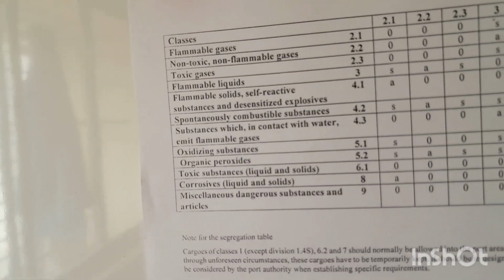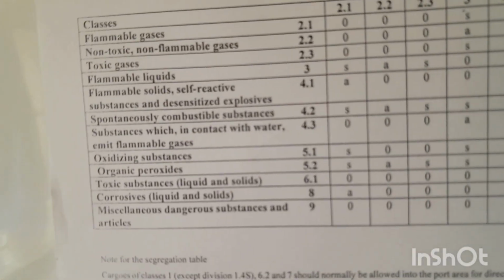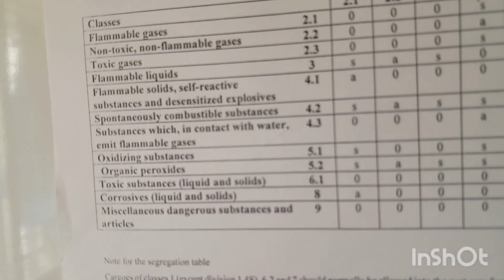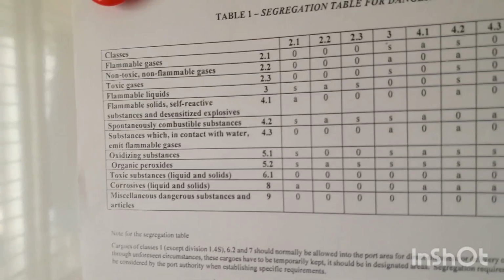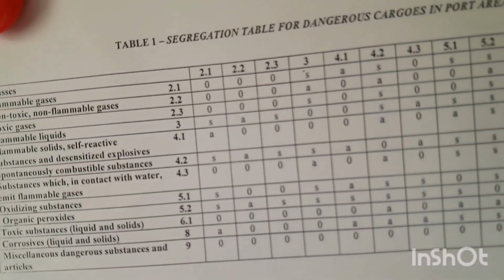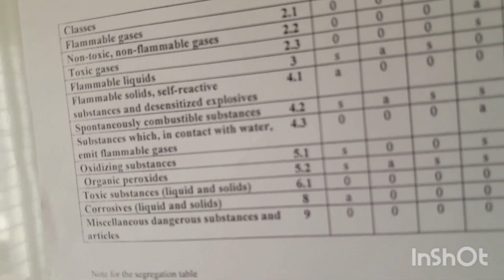So this means that goods of class number 1, class number 6.2 and class number 7 are not to be brought to the port, CFS or ICDs. They are supposed to be directly connected with the ship. On the ship we will have these classes, but in the port, ICD and CFS, these classes of goods are not to be brought.